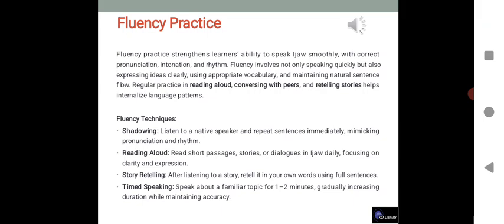Timed speaking. Learners speak on a familiar topic for 1 to 2 minutes without interruption. Over time, the duration can be increased while maintaining clarity, grammatical accuracy, and logical flow. Consistent application of these techniques builds confidence and enables learners to communicate naturally in both formal and informal Ijaw contexts.